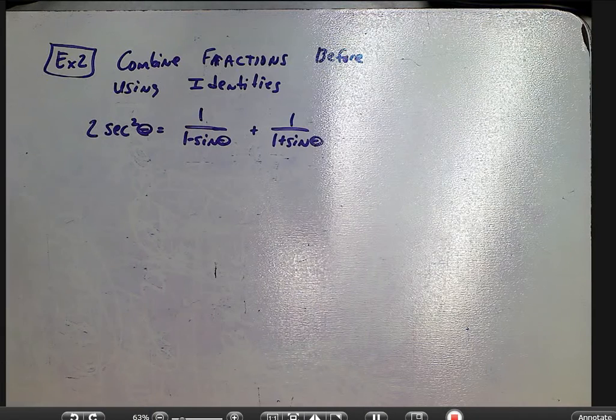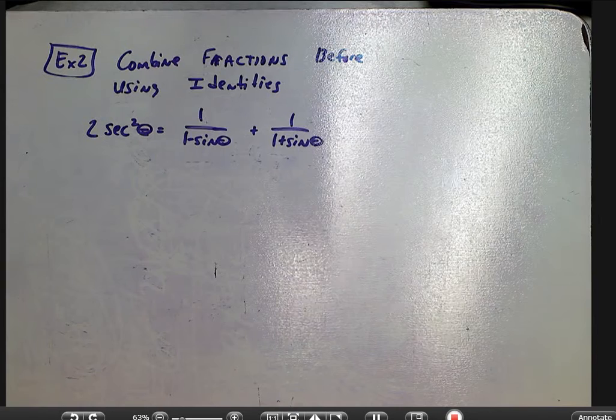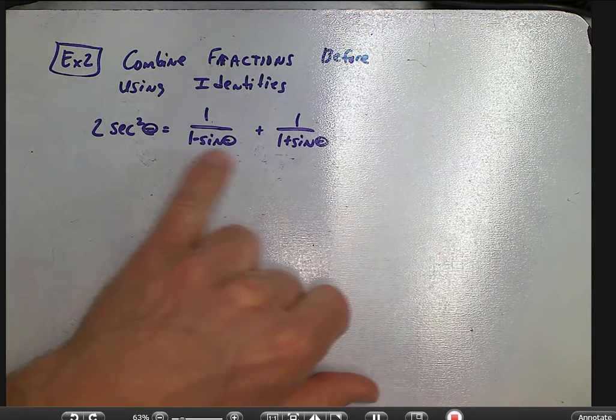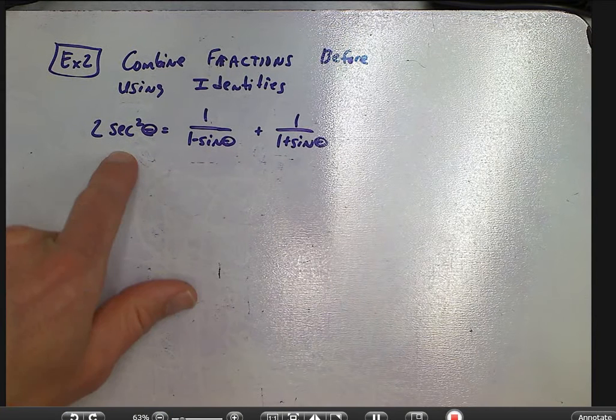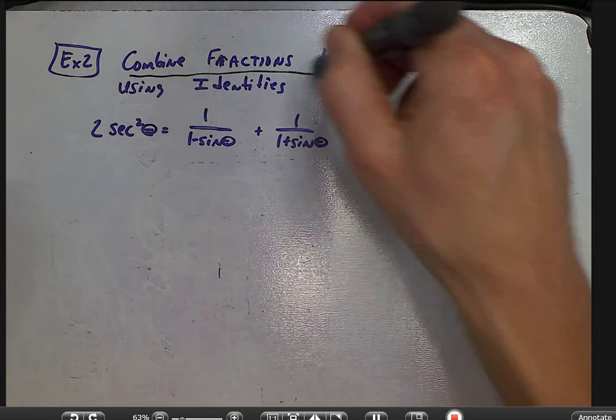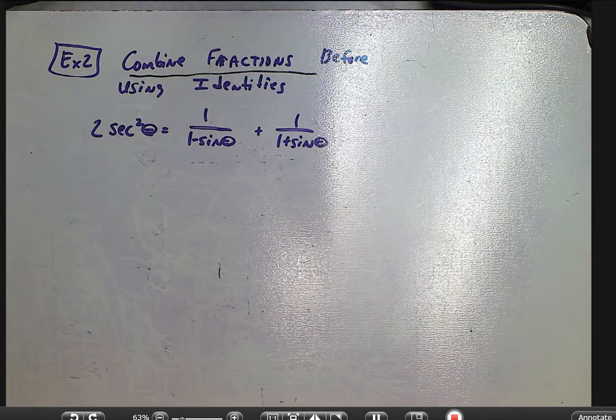Example 2 is another verify problem. This time, though, we're trying to make the right side look like the left, and it tells us here that we should combine the fractions before we use the identities. So how am I going to combine fractions here? Well, I need a common denominator. My common denominator is going to be 1 minus sine squared theta.